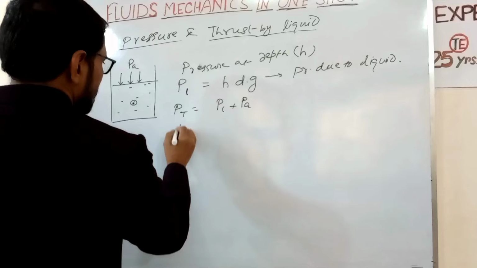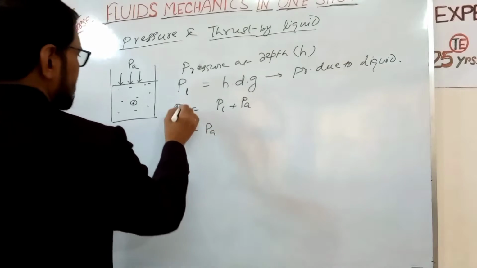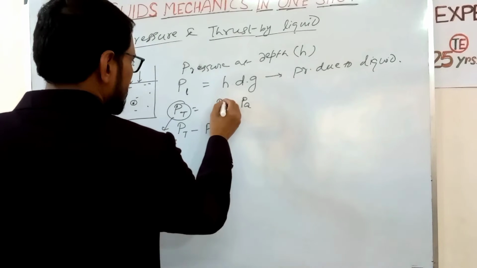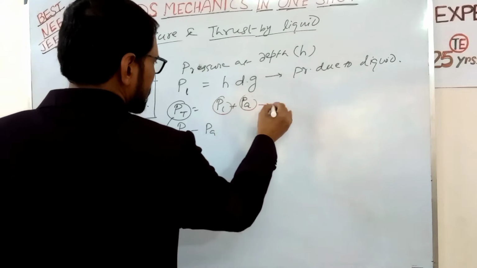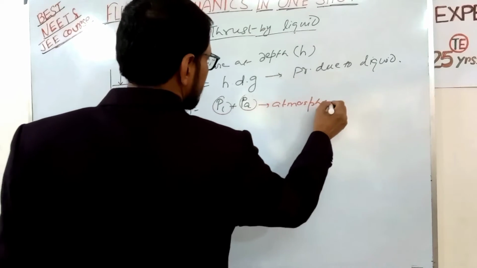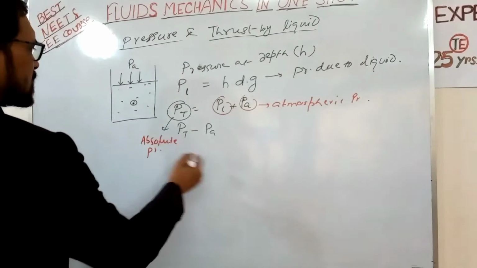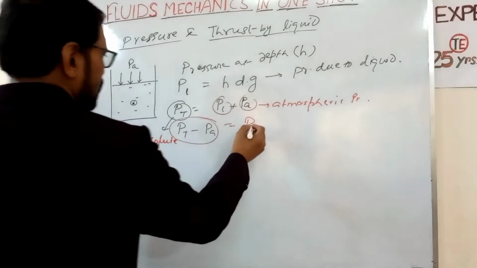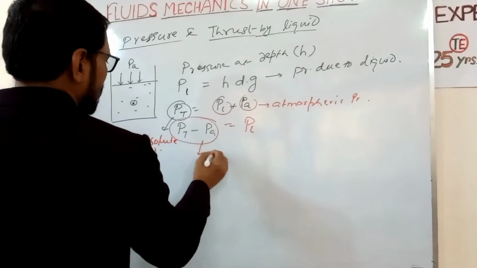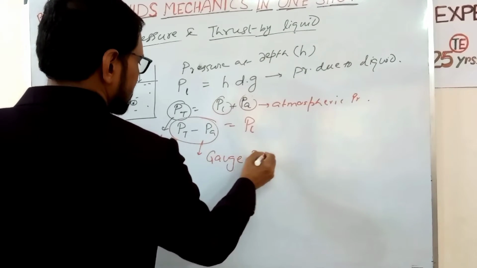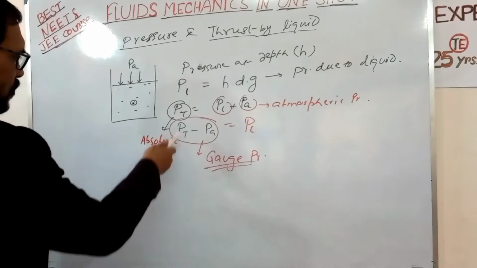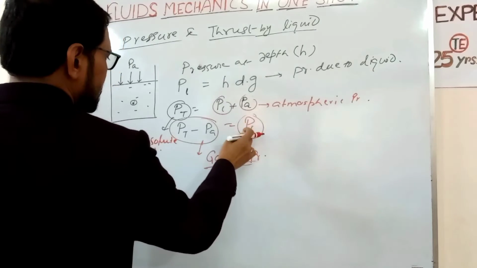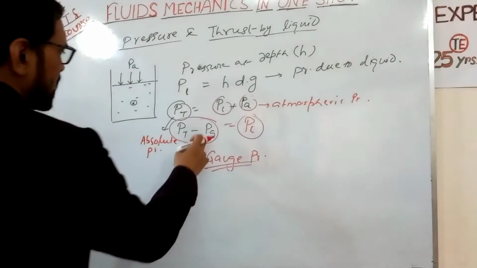Now PT is called absolute pressure, PL is liquid pressure, and PA is atmospheric pressure. So PT minus PA equals PL: absolute pressure minus atmospheric pressure equals pressure due to liquid. This pressure is called gauge pressure. Now PA is everywhere.